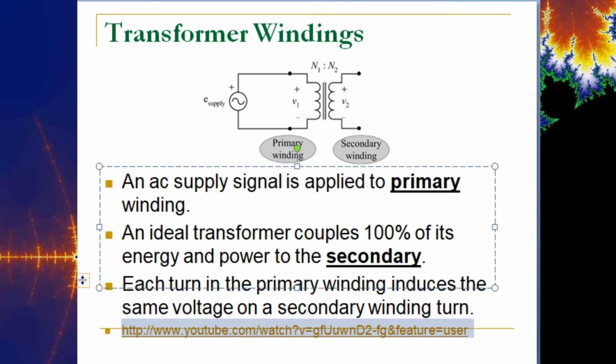So when we're talking about transformers, it says an AC supply signal is applied to the primary winding. Now, we always talk about the ideal component, whether we're talking about an ideal inductor or an ideal diode, whatever it is, right? So with an ideal transformer, we couple 100% of its energy and power and transfer it to the secondary.